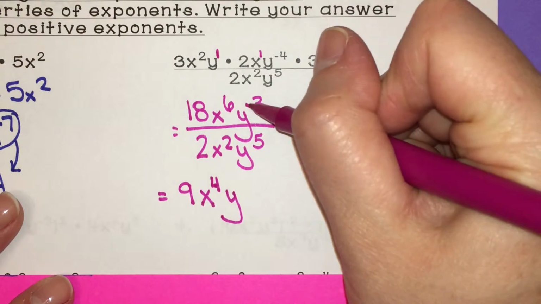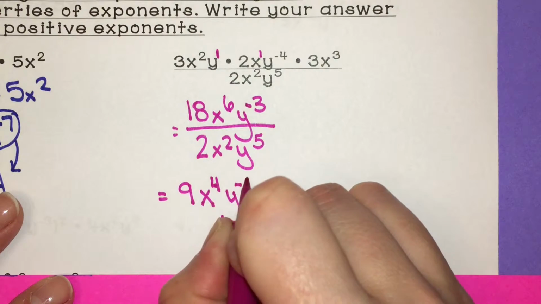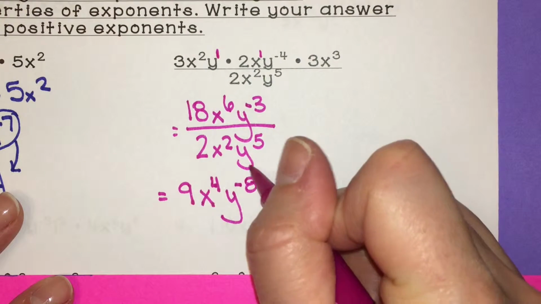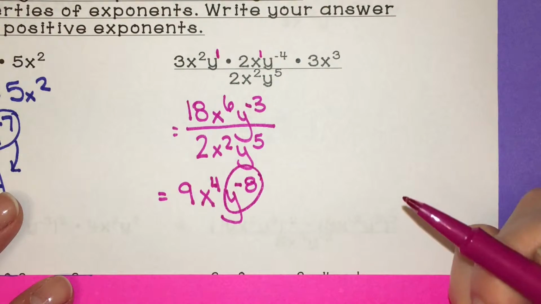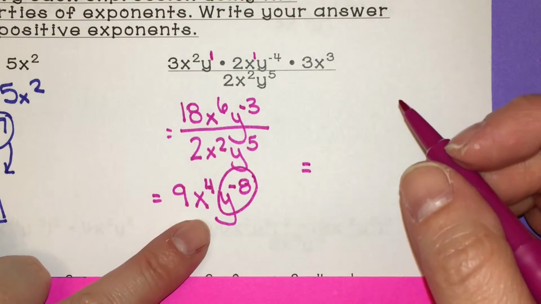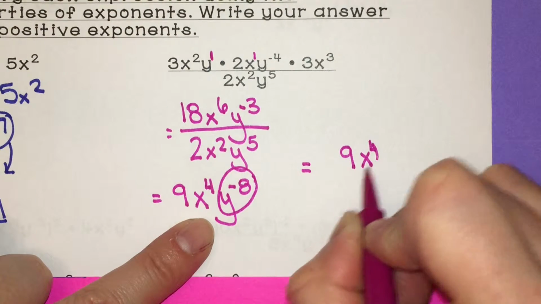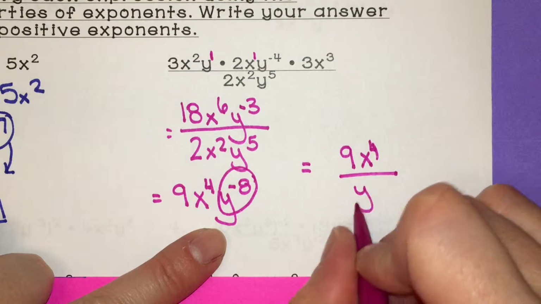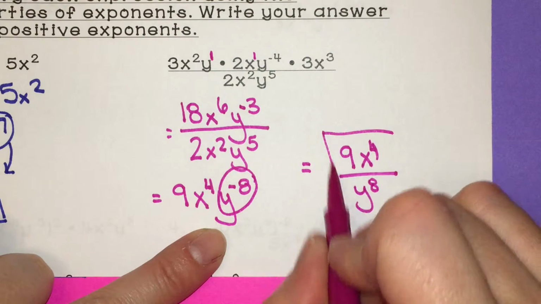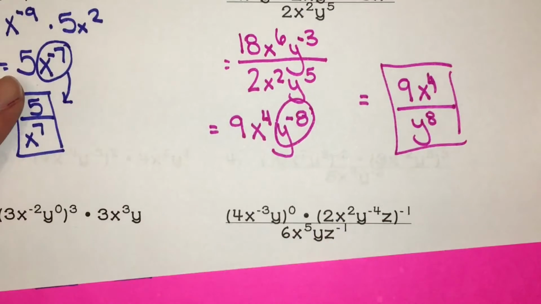Y, keep the base the same. Negative 3 minus 5 is negative 8. Okay, so this has a negative exponent. I need to move it to the denominator. The rest has positive exponents, so it stays where it's at. 9x to the 4th over y to the positive 8th. Okay, so we're just going to add some more steps on.